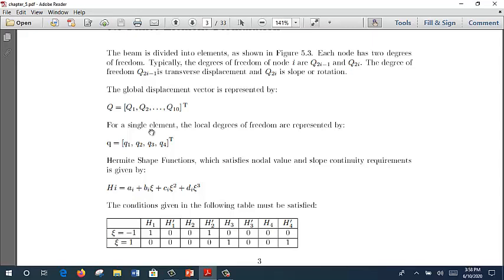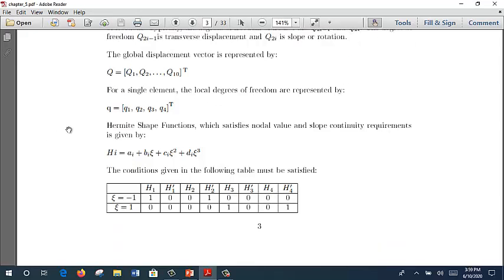And then for a single element, the local degrees of freedom are represented by this one. It's similar, if you still remember from the previous lesson, when we talk about global we use a capital letter, instead of the small letter which represents the local degrees of freedom. So from here there's something special about the beam, because we introduce a new name we call the Hermite shape function, which is represented by H here. What is a Hermite shape function? The Hermite shape function which satisfies the nodal value and slope continuity requirement is given by this one.